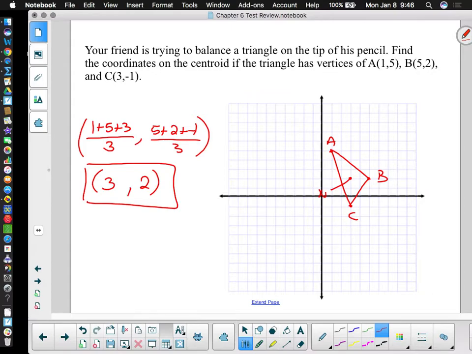So again, the centroid is kind of like the version of the midpoint. Midpoint is for a segment. Centroid is for a triangle. Both are averages of the x's and averages of the y's. For midpoint, we add two numbers and divide by two because there are two values. For centroid, we add three numbers and divide by three because there are three numbers. But they're both addition and then division.